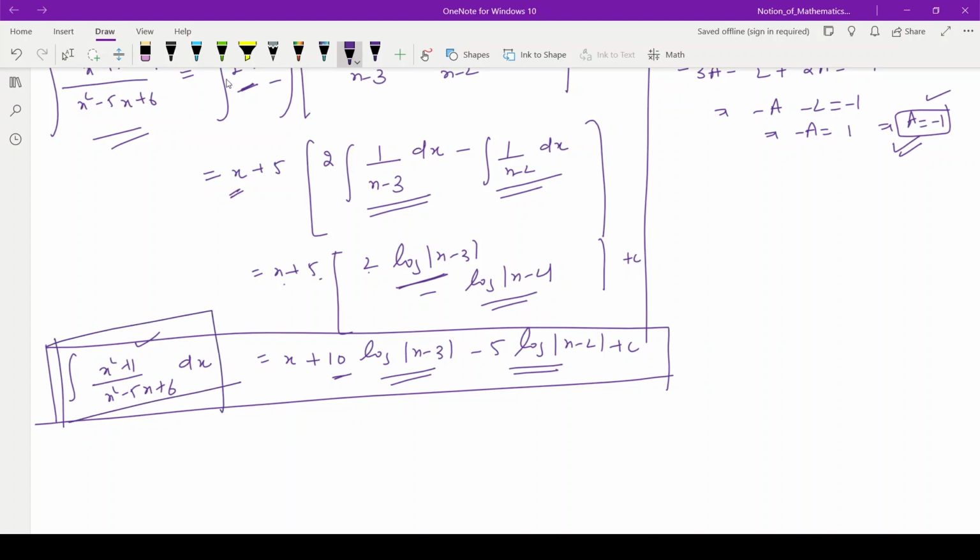this particular integration. So students, in this particular video I have discussed two questions. In one question a proper rational function was given directly, but in another question a proper rational function was not given directly, an improper rational function was given, which was converted into a proper rational function. So students, I hope that this video will be very helpful for all of you to understand the concept of integration by partial fractions.